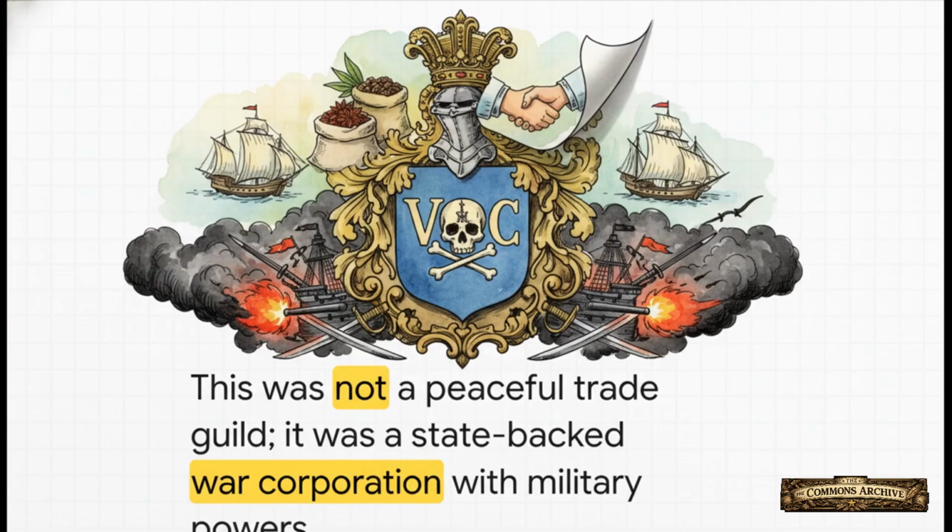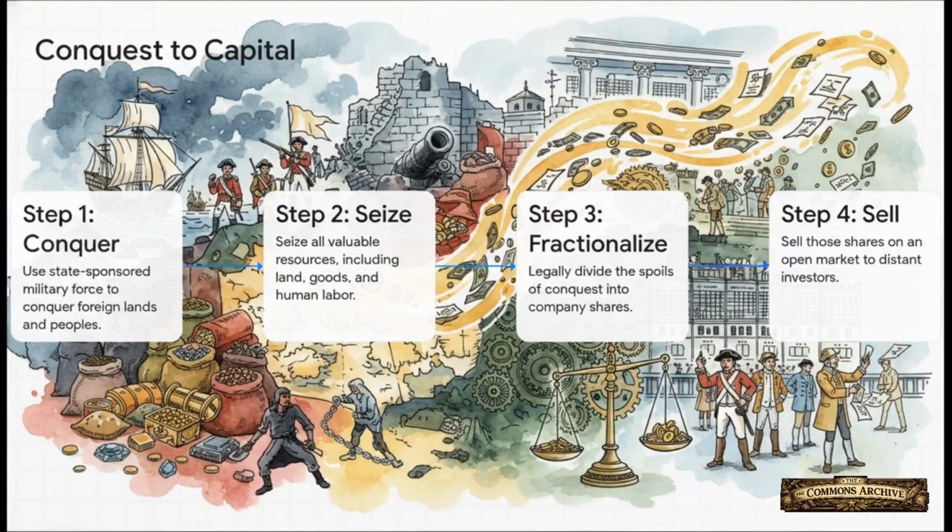Its job wasn't just to trade, it was to achieve total military and economic domination in Asia. And here is the truly revolutionary mechanism they invented. First, you use your state-backed military to go conquer some foreign land. Second, you seize everything of value, spices, land, even the people themselves. Third, you take all that loot, all the spoils of war, and you legally slice it up into tiny pieces called shares. And finally, step 4, you sell those shares on an open market to investors back home.